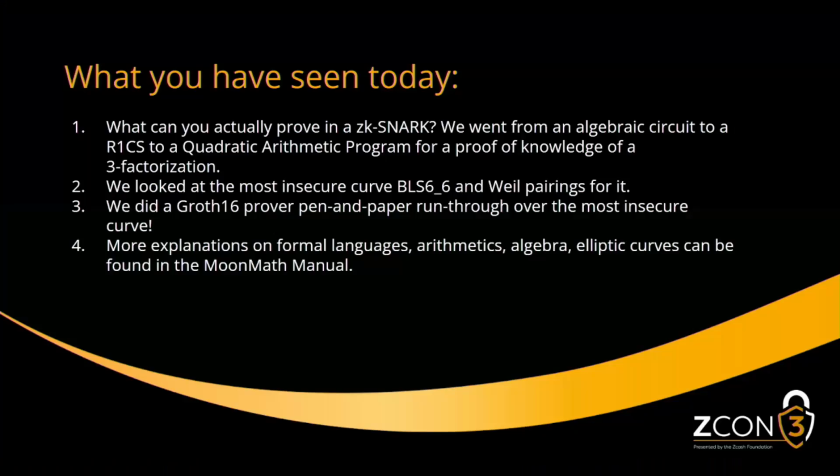Cool. So thanks a lot. I hope what you've seen is that we first talked about what we can actually prove in a SNARK and how we go through these different computational models. Then we looked at how this very insecure BLS curve would look. The whole construction is in the manual, so have a look at that if you're interested. And I tried to show you that those calculations that a prover does are actually not that complicated, and you can do them by hand.